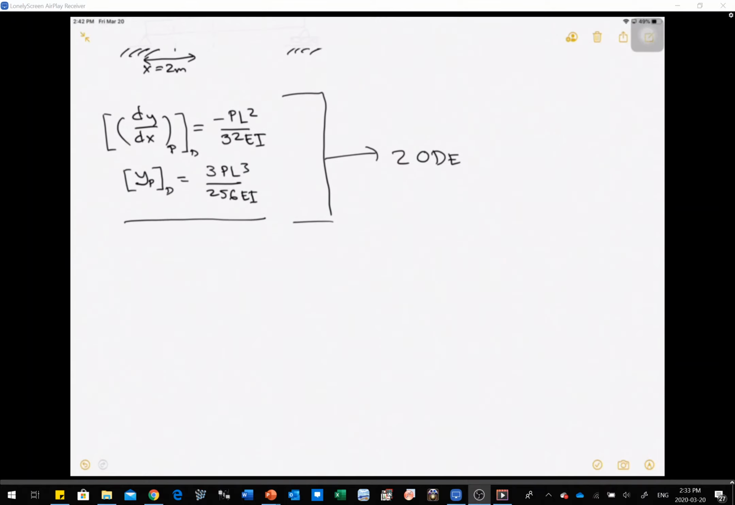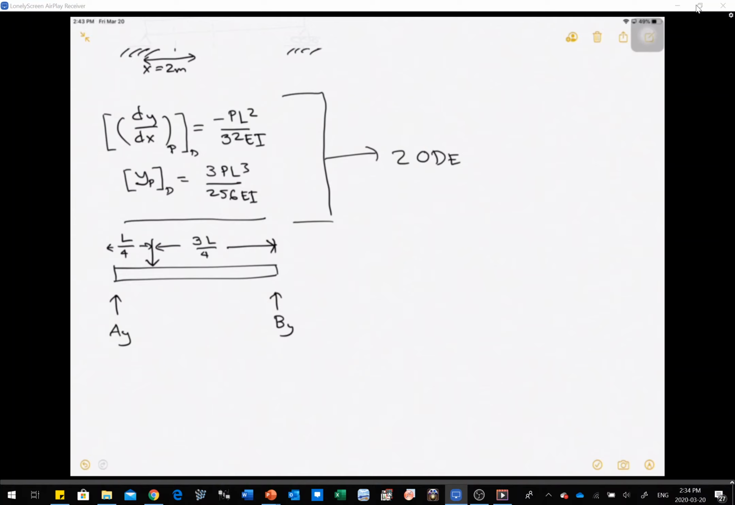So let's do that. Again, we have our beam. We have support reactions at A and B, so we have AY and BY. And then you have the concentrated load, which is P. And remember, this is L over 4, and this is 3L over 4.